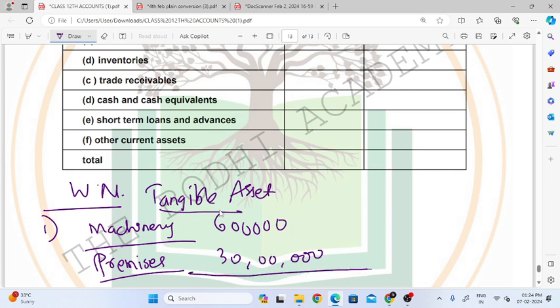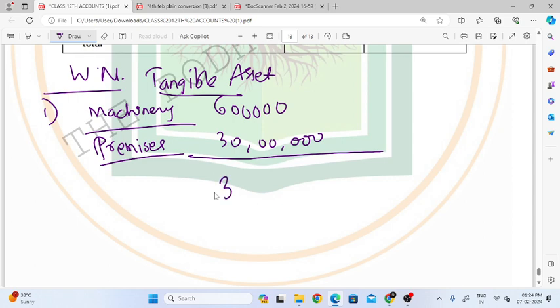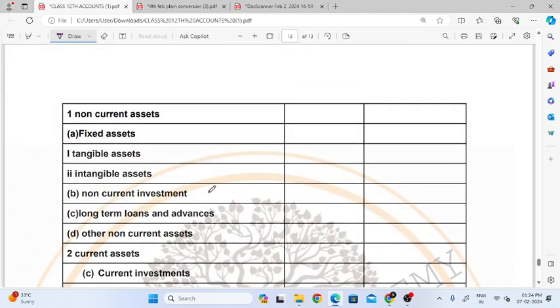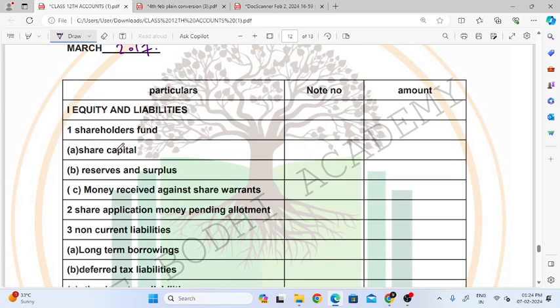Okay, so the total of both the things comes to 36 lakhs. So this working note number 1, we have to show it over here as a tangible asset, and we got 36 lakhs. Okay, then the second one, we have to start from the first share capital.